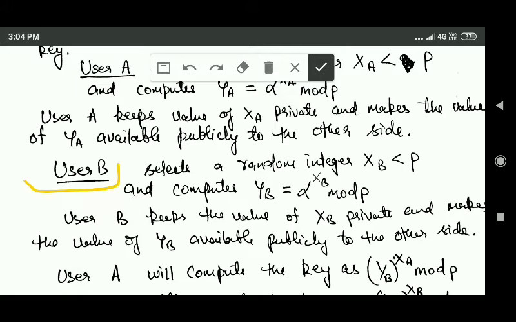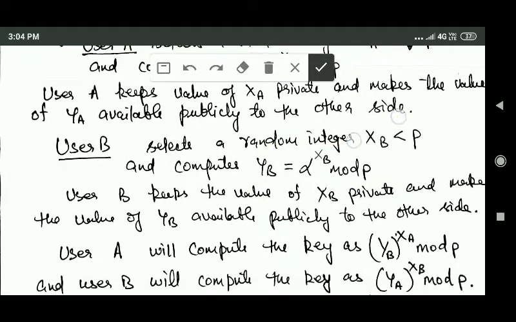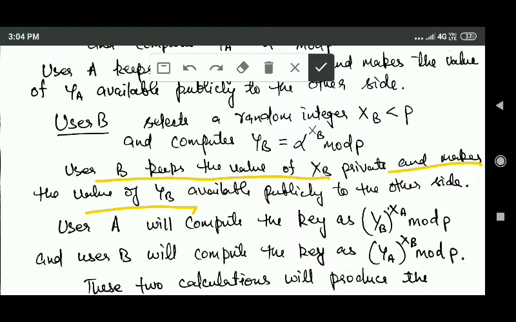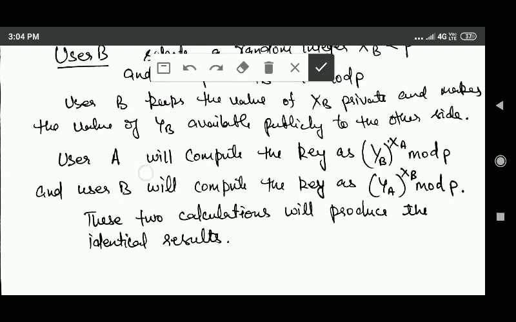Now, what will user B do? User B will select a random integer xb which is less than p and compute yb using this formula, that is, yb is equal to alpha raised to power xb mod p. Now user B will keep the value of xb private and makes the value of yb available publicly to the other side.